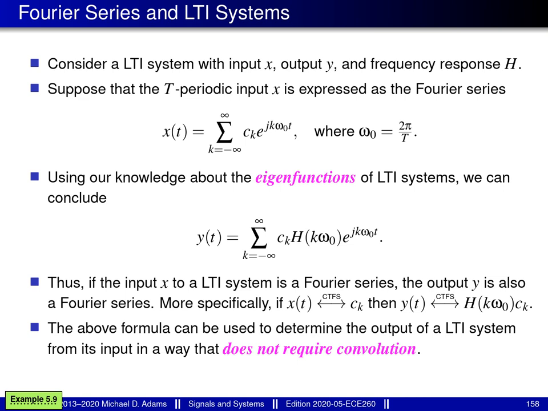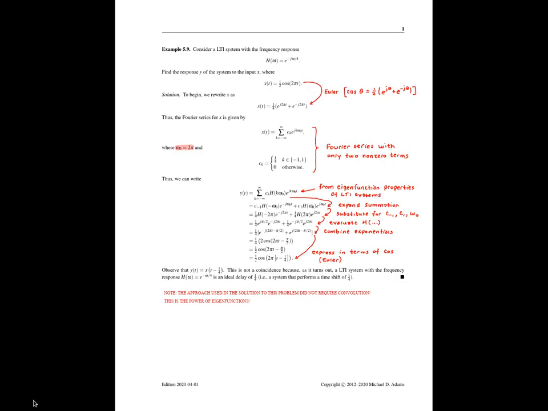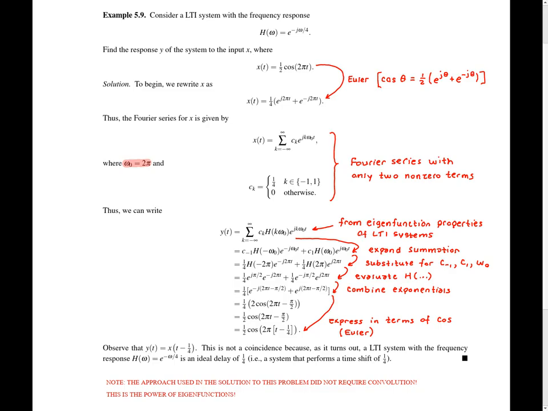At this point, I'd like to consider an example to illustrate how we might make use of the result presented on this slide. And in particular, I'd like to consider example 5.9. In this example, we're given an LTI system with the frequency response function H, where H is given by this particular formula here, and we're asked to find the response y of the system to the input x, where x is given by this particular formula here. And the idea behind this example is we want to use eigenfunctions to help solve this particular problem.